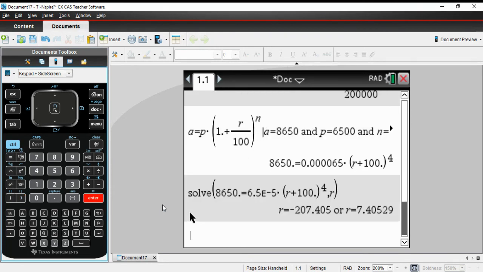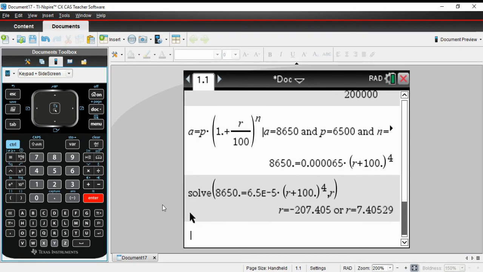I hit enter and I end up with 2 answers. I either get R is equal to negative 207 and a bit, or R equals 7 and a bit. I know in this instance R is going to be 7.4, etc., because you can't have a negative interest rate. Not when you're talking finance.